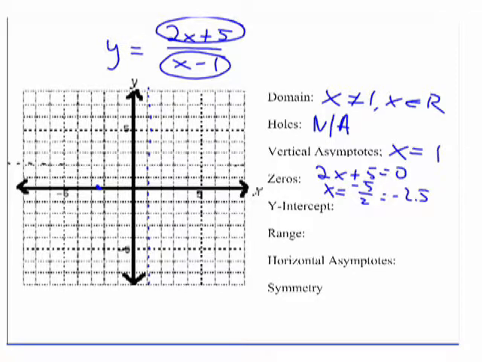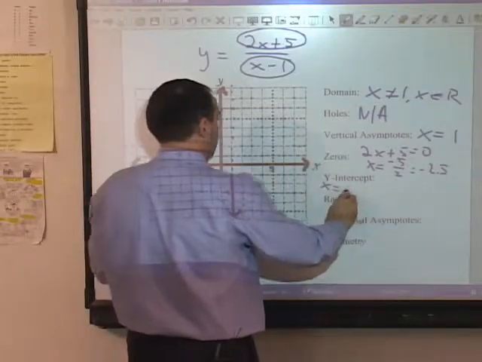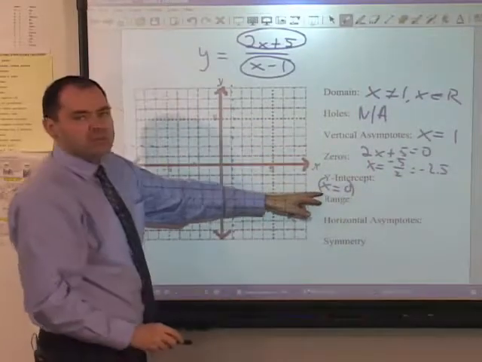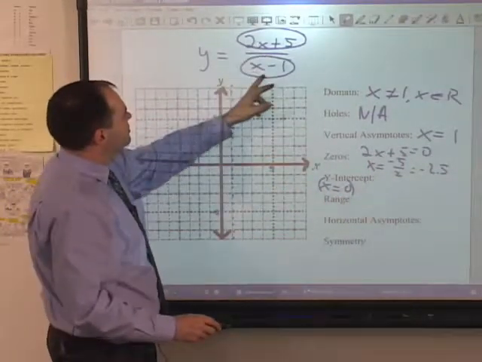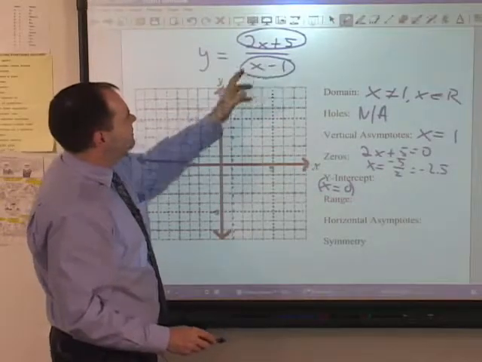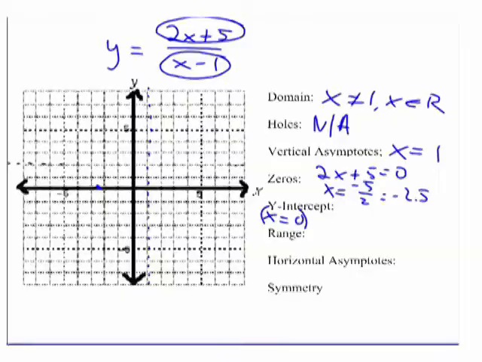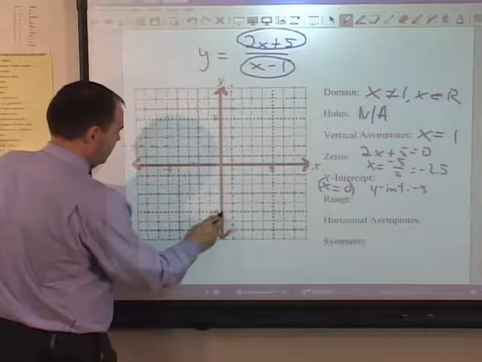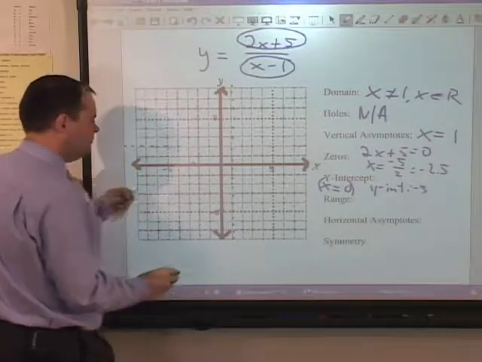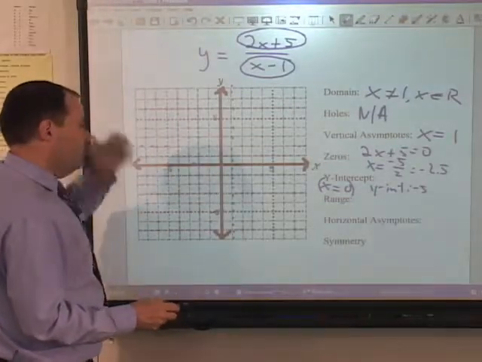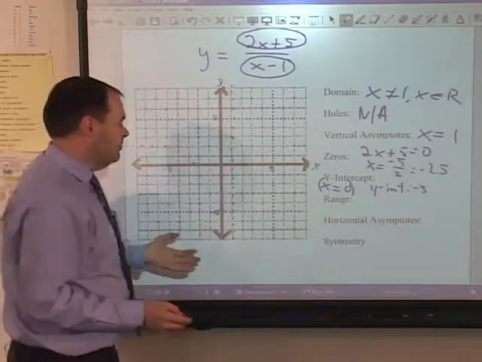For our y-intercept, we're going to make x 0. So when x is 0, plugging that in, that would be 5 over negative 1, negative 5. So our graph's going to cross down here. And the remaining items we need to look at our calculator to decide.